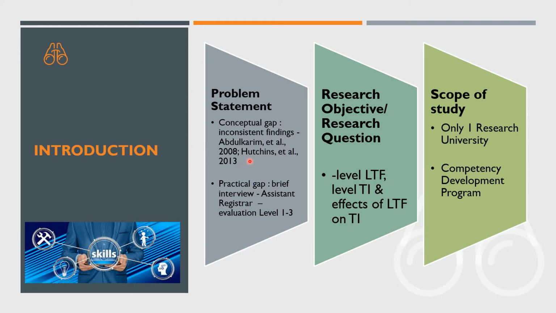If we go to the practical gaps, the current research already conducted a brief interview with an assistant registrar in that research university. As we know, most organizations use the Kirkpatrick evaluation model to measure the effectiveness of training programs by looking at four levels of evaluation, namely level 1, reaction, level 2, learning, level 3, behavioral changes, and level 4, result. The research university has implemented the training program evaluation process up to level 3.